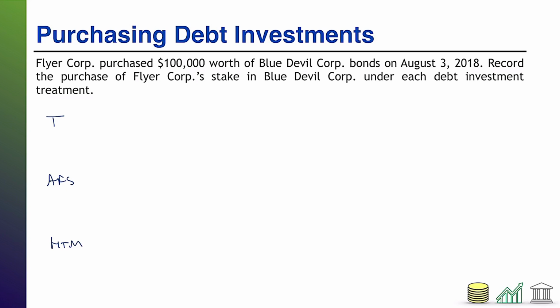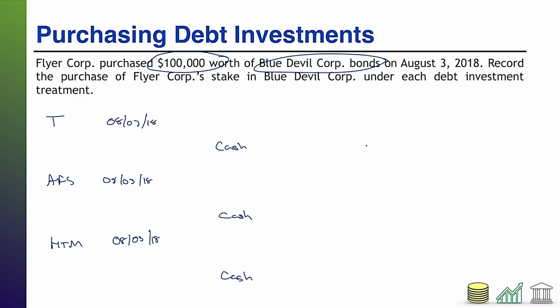What's happening in this situation? Well, we bought $100,000 worth of Blue Devil Corp's debt, and it was on August 3rd. So the journal entry date does not change for anybody, right? Doesn't matter what you're classifying these things as. It's August 3rd, 2018. And in all situations, we are spending $100,000. So credit cash, $100,000. And here's the thing, you're going to notice, like, this is what happens.